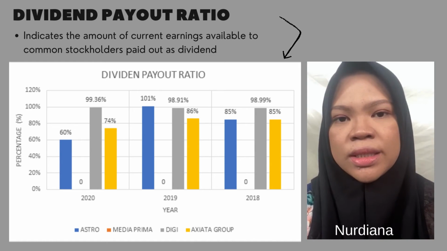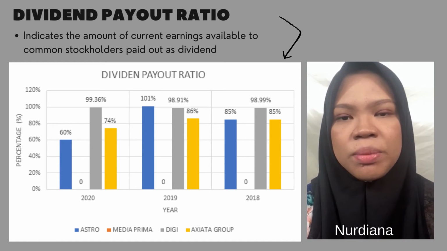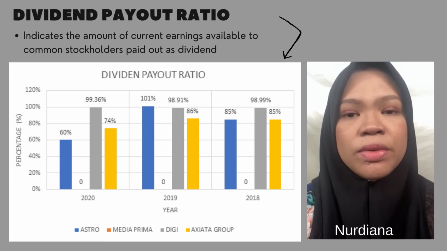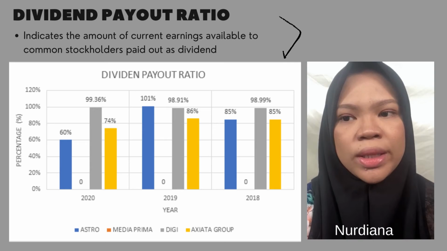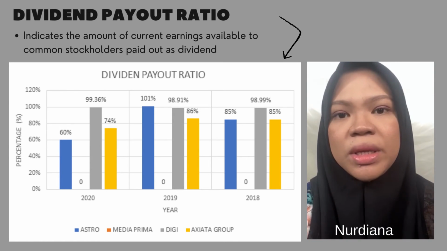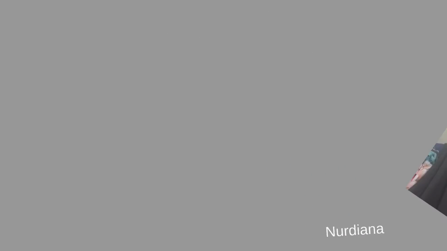As you can see in the graph, the dividend payout ratio of the different companies provides an idea of how well earnings support the dividend payment. For the years 2018 and 2020, it is DG.com Berhad, while in 2019, it is Media Prima Berhad.